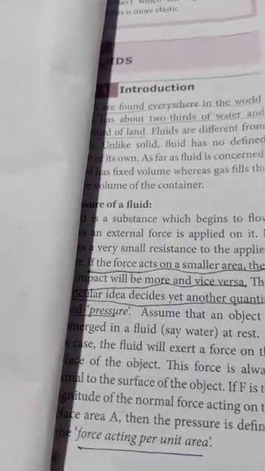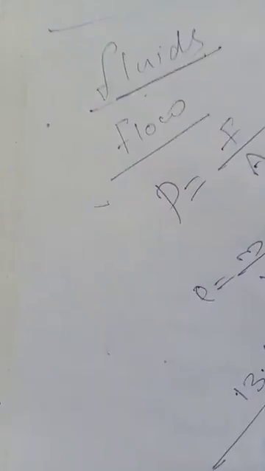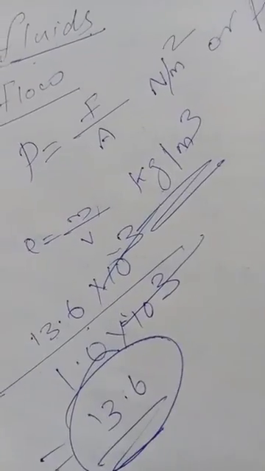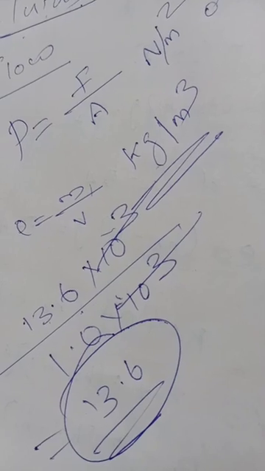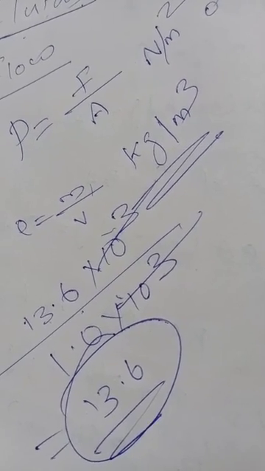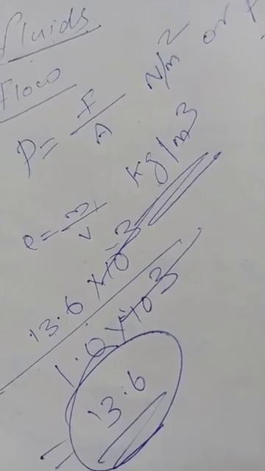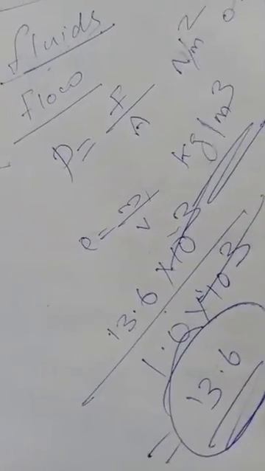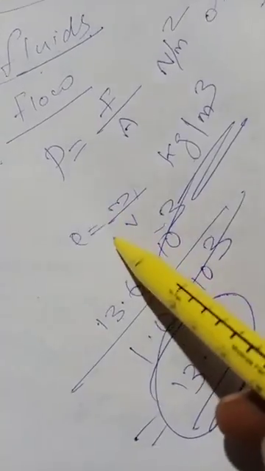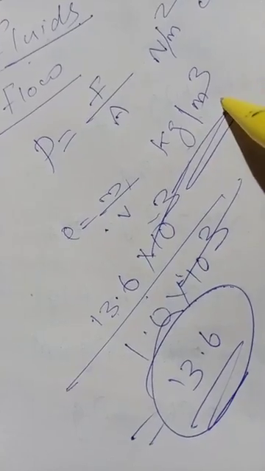We can use this to explain about the fluid, pressure, density and the relative density. Pressure means force per unit area, and we know the formula P is equal to F by A, and the unit is Newton per meter square. And density, what does density mean? Mass per unit volume, and the unit is kilogram per meter cube.